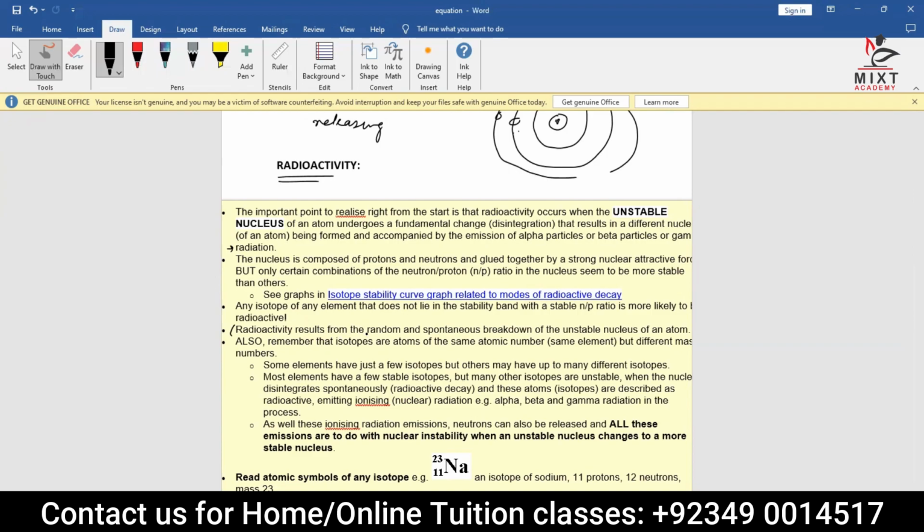Radioactivity results from the random and spontaneous breakdown of the unstable nucleus of an atom. The process is called radioactivity.